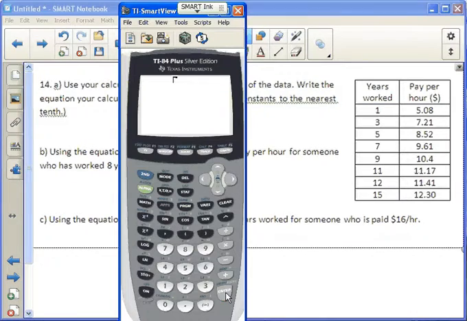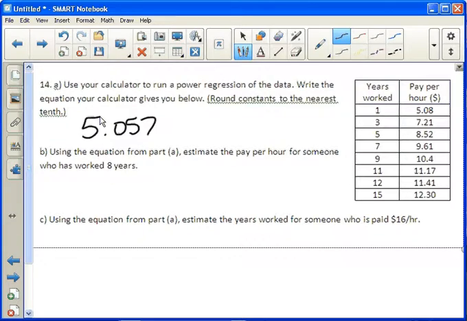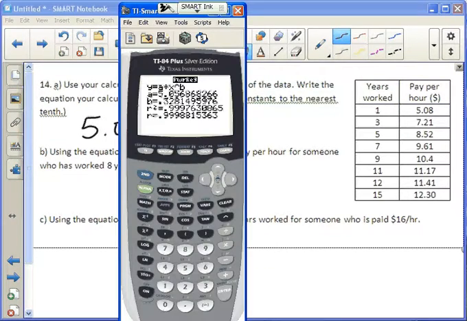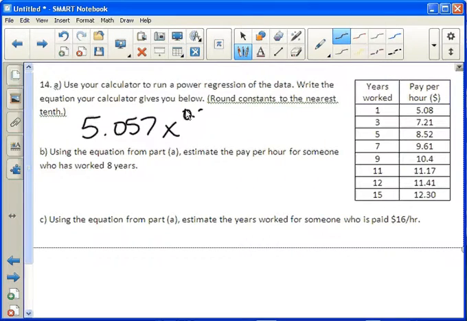And I am going to go ahead and plug it in y1. Don't forget, if you go right here, you can use vars, yvars, function, y1, and that will automatically plug it into y equals so you can graph it. Okay, so you see what we get here. It's a times x raised to the b. So 5.057 x raised to the 0.328.